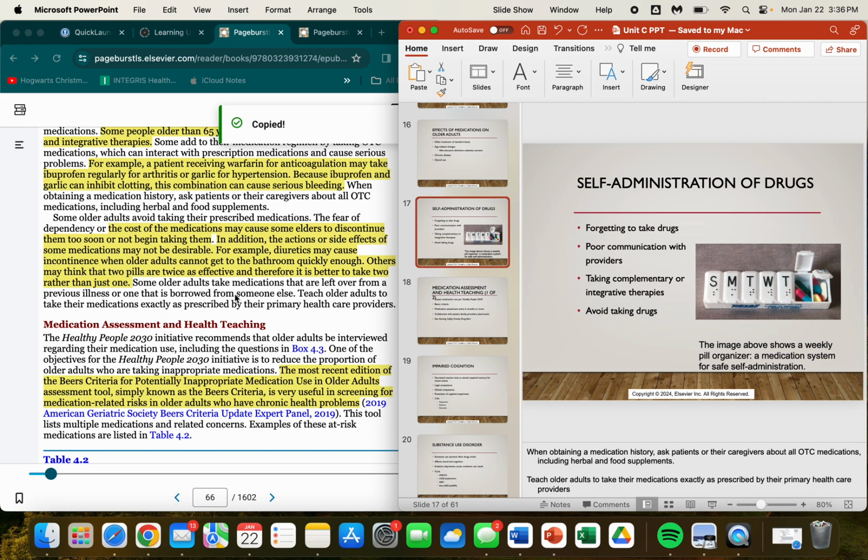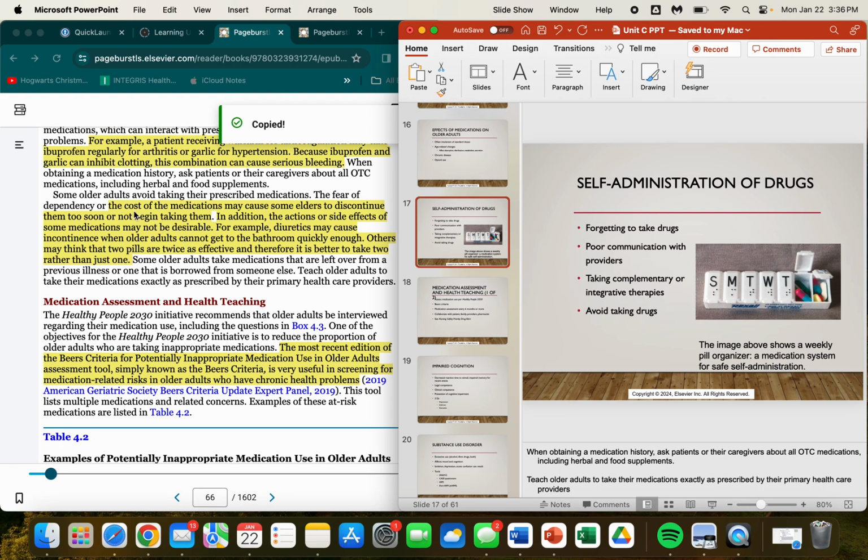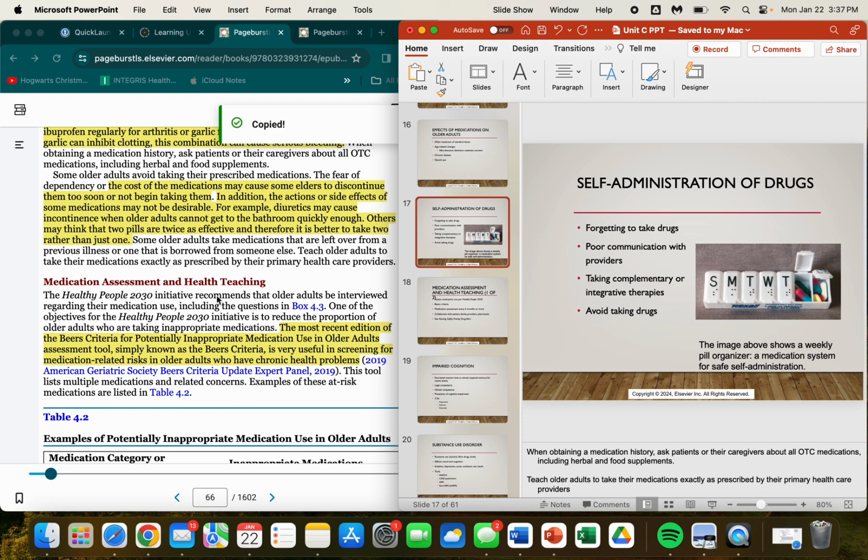Another issue associated with self-administration is that older adults sometimes think they'll take one every other day instead of every day because it'll make the drug last longer. But we know as nurses that that's not appropriate. You should take it as prescribed. A lot of times they think, I'll just take 2 instead of 1 because 2 is twice as effective, and I feel like I'm in extra pain today, or my blood pressure is way higher than it normally is. That's not an appropriate way to self-administer medication, and we should always educate these patients on how to take them appropriately.